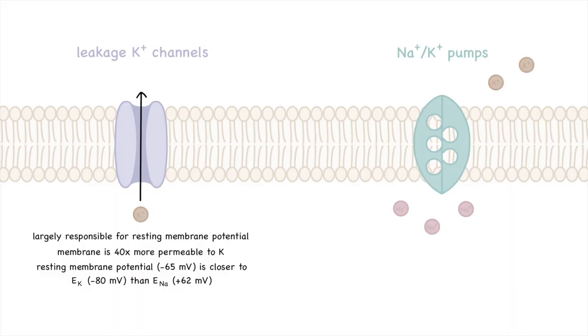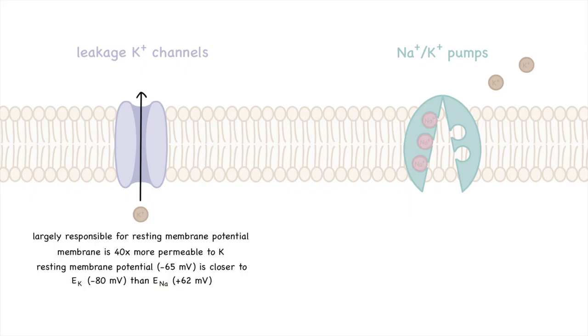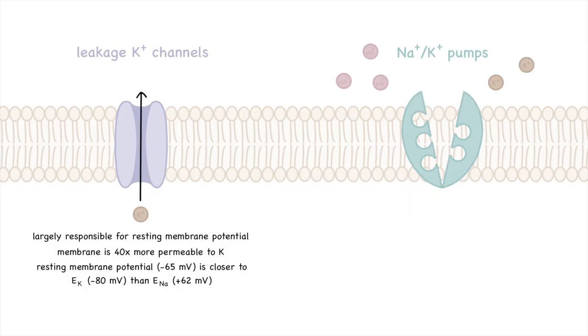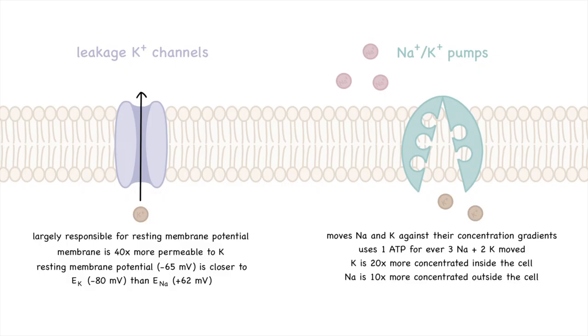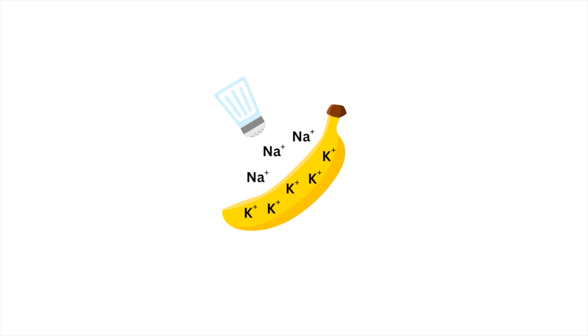Also in the membrane we have the sodium-potassium pump. The sodium-potassium pump is responsible for maintaining sodium and potassium concentrations. The sodium-potassium pump moves 3 sodium ions out of the cell and brings 2 potassium ions into the cell. It runs constantly and moves sodium and potassium against their concentration gradients, which takes energy in the form of ATP. As a result, potassium is 20 times more concentrated inside the cell and sodium is 10 times more concentrated outside the cell. To remember this, you can use the salty banana mnemonic.